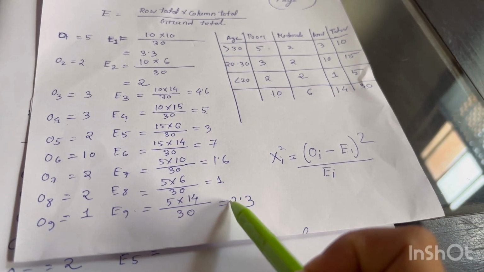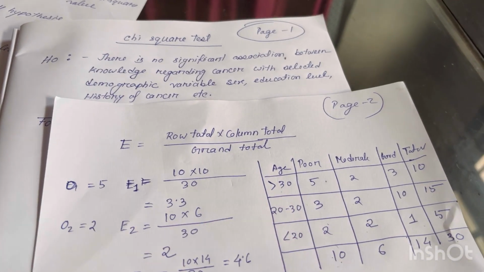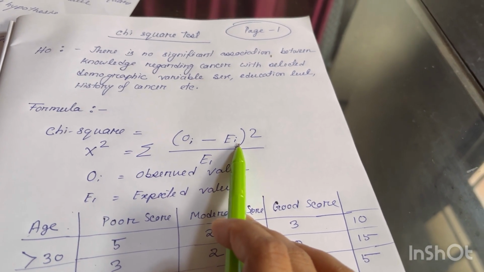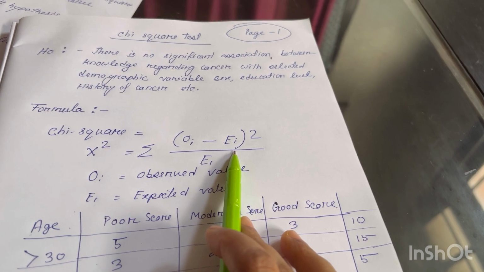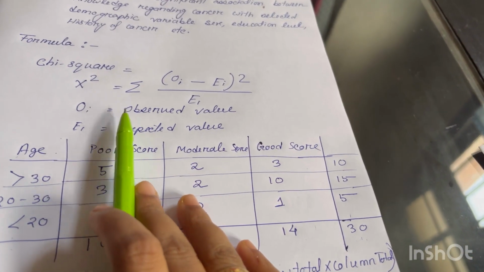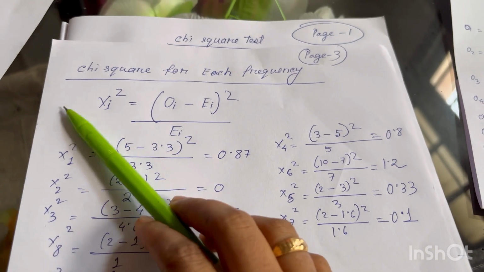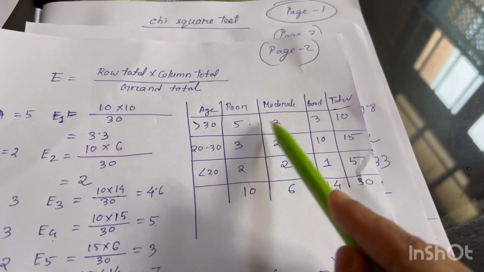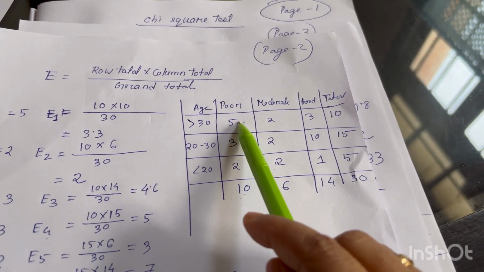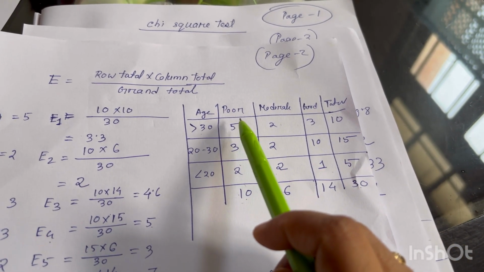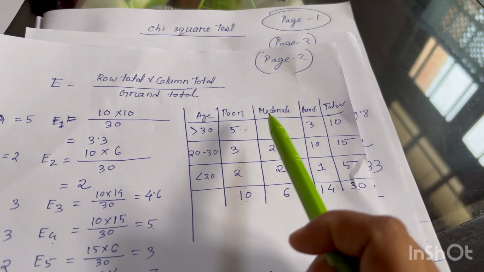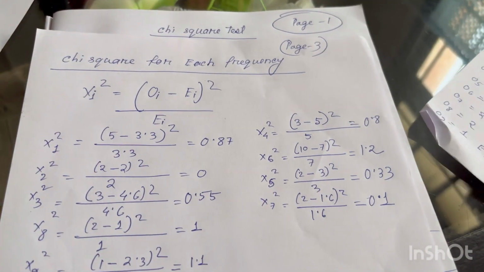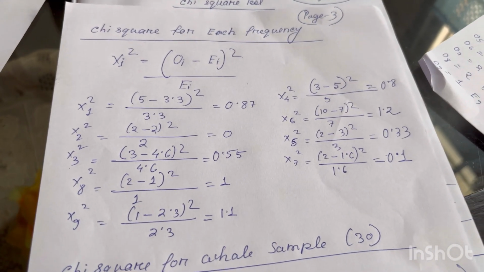Now we have the expected frequency, so we can calculate our chi-square, because the chi-square formula uses observed frequency minus expected frequency. We have all the expected and observed frequencies, so now we are ready to calculate the chi-square. First of all, we have to calculate the chi-square for each frequency. Each frequency means these 9 frequencies, right? We have to calculate the chi-square for number 1 observed value, number 2, 3, 5, 6, 7, 8. So we have to calculate a total of 9 chi-square values.